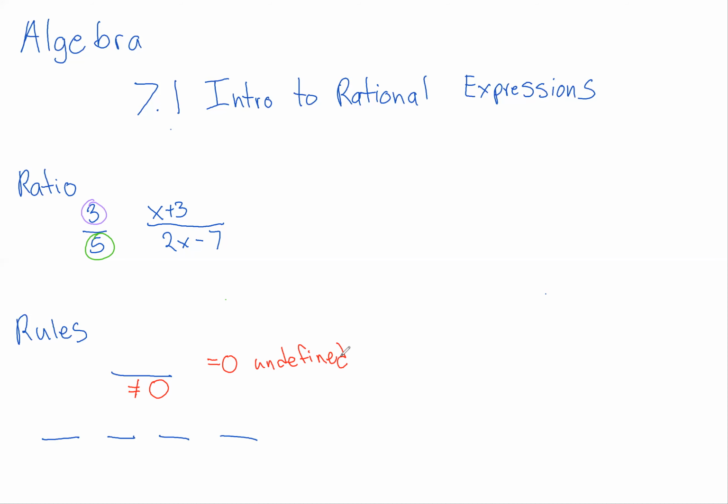The second is that anything over itself equals 1. So if I have 2 over 2, it equals 1. It just looks a little differently. If I have 4y over 4y, it equals 1. Again, just looks a little differently. If I have x minus 3 over x minus 3, it equals 1. Star over star, whatever it is, it equals 1. And this comes into play when we're simplifying rational expressions. And a big part of this chapter is simplifying.